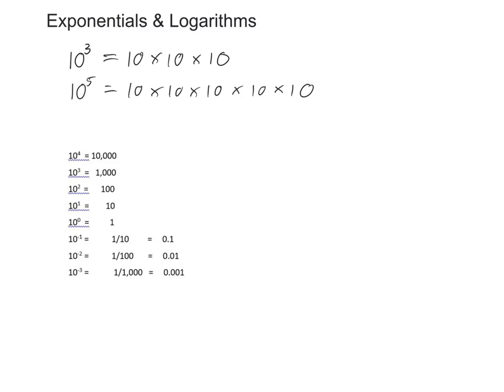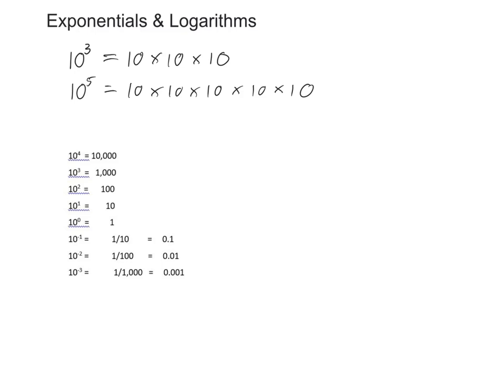We can also go in the opposite direction. As we lower the exponent, when we go from exponent 4 to 3, we're dividing by 10. When we go from 3 to 2, we're dividing by 10. From 2 to 1, dividing by 10. So when we go from 1 to 0, we divide 10 by 10 to get 1. So 10 to the 0 is defined to be 1.